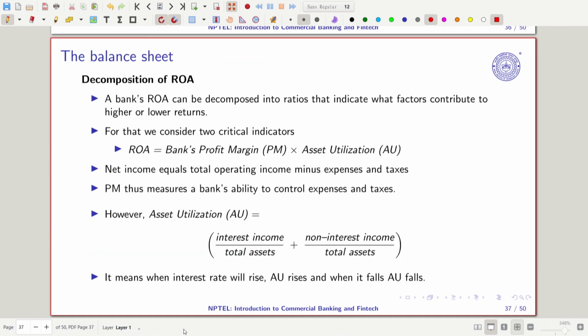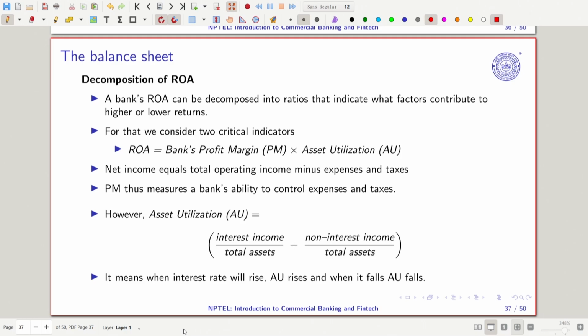Now, we have discussed the return on assets, right? So net income upon total assets. Now we are going to see whether we can decompose the return on asset. So it can be decomposed into two. One is the bank's profit margin, how much profit margin the bank has, and second is the asset utilization.